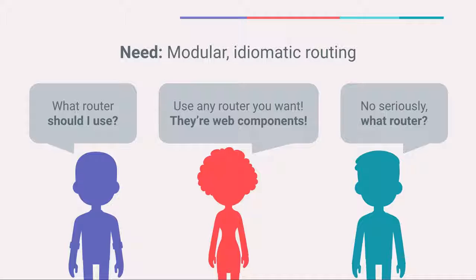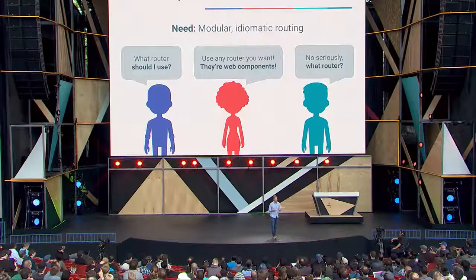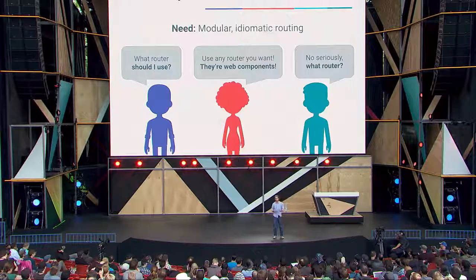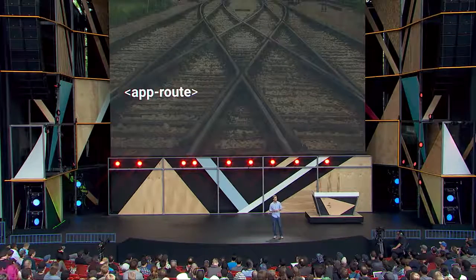But we surveyed the router space and we realized that most JavaScript routers have this singular global view of the world, all the different routes that you're going to have in your application and the corresponding views that those routes are going to show. And we wanted to build a router that didn't just work with web components, but that worked like web components, and that it was modular and composable, that it could route from an entire application all the way down to a single component. So we built the app route component.